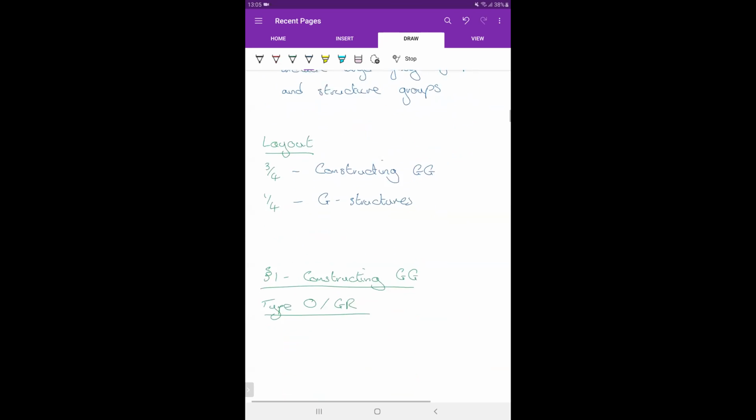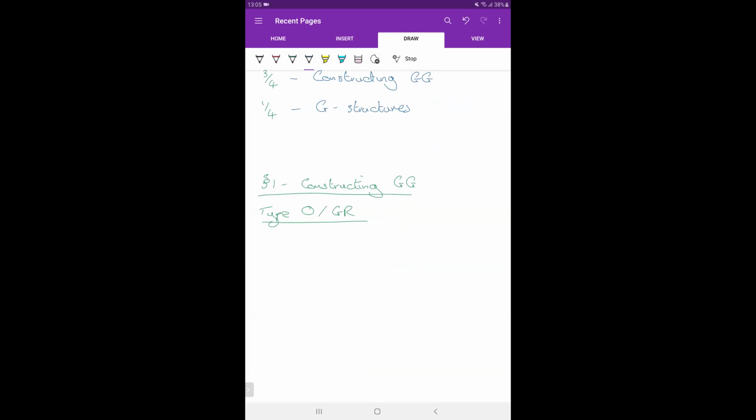So let's begin with the first section, constructing generalized geometry. I'm going to start with type 0, which for me is really GR. And let's have a think about what kind of fields we have in this theory. Well, we just have a metric, right, in GR. And what's the gauge structure? The gauge, there we go already.